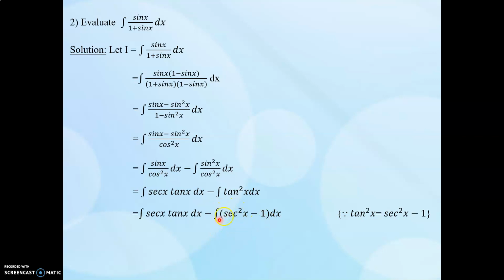And we know the integral of this one. So the first term, integral sec x into tan x, is sec x, minus integral sec square x is this one. Minus into minus is plus integral 1 dx. So sec x minus integral sec square x dx is tan x, plus integral 1 dx is x, plus c. This is the final answer for this question.